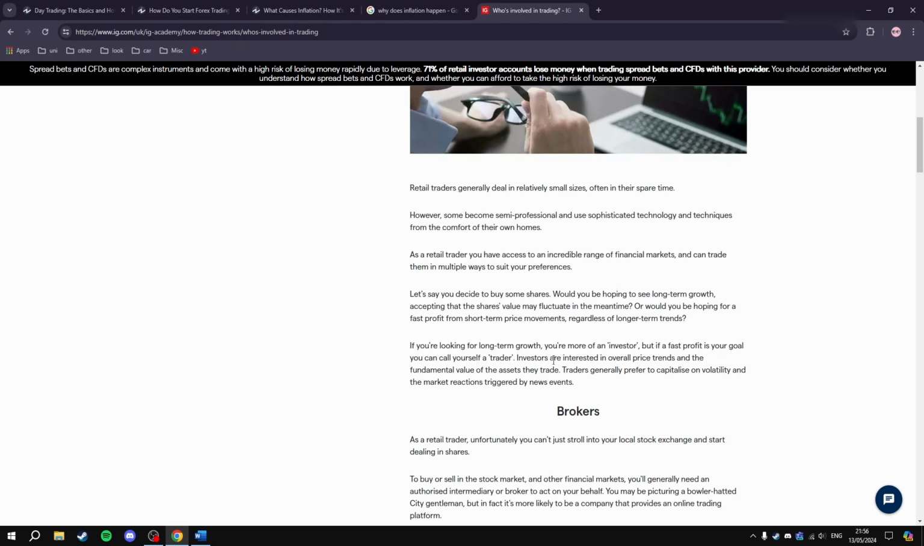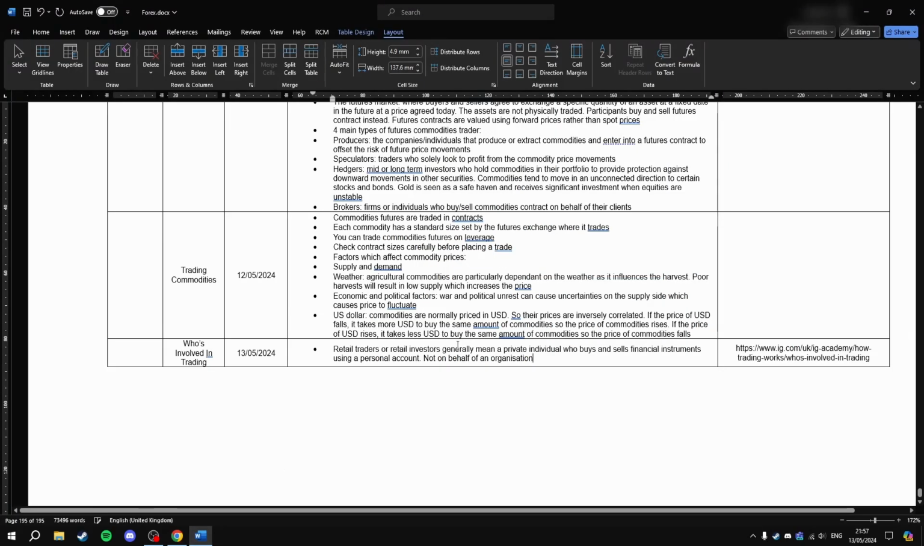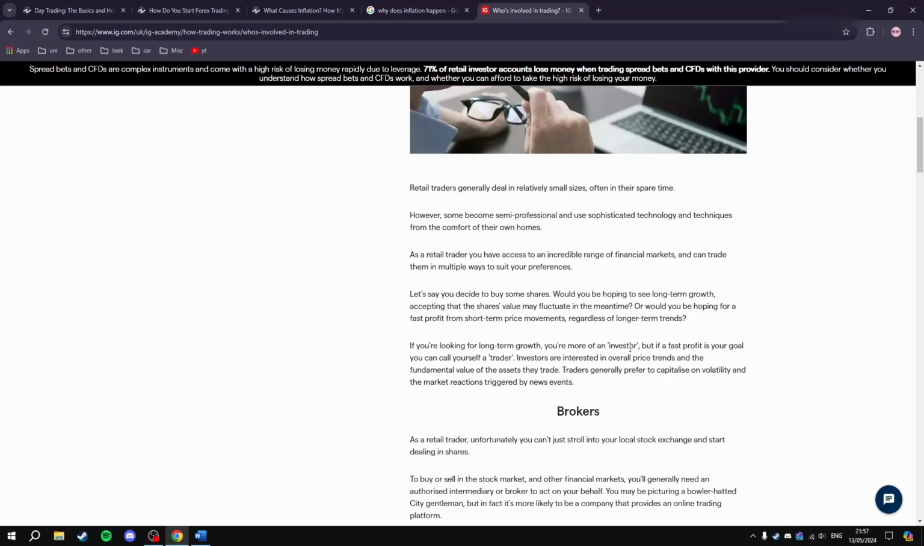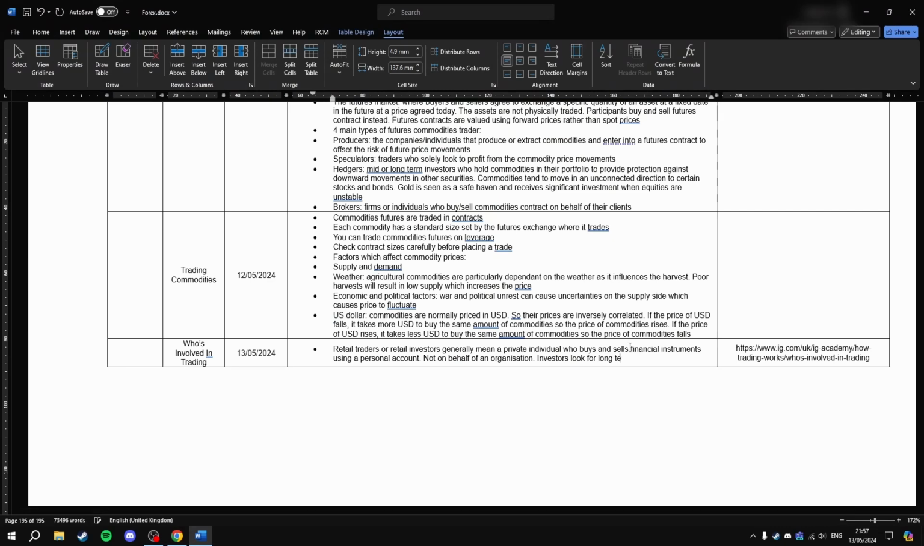Investors are generally interested in overall price trends and the fundamental value of the assets they trade. Traders generally prefer to capitalize on volatility and the market reactions triggered by news events. Investors look for long-term growth, whereas traders look for short-term profits.